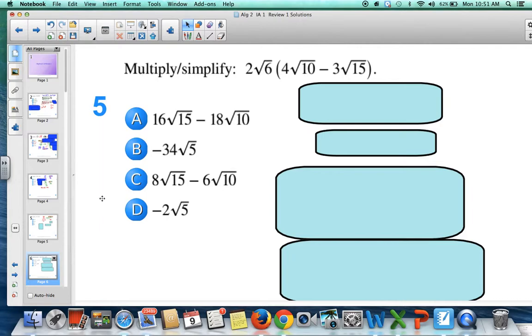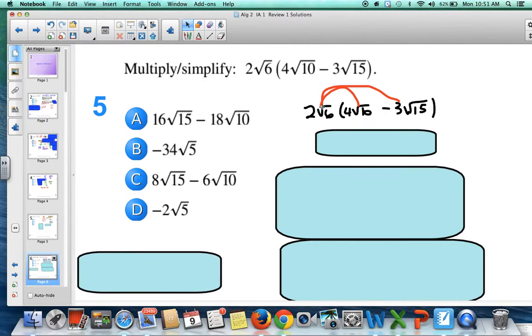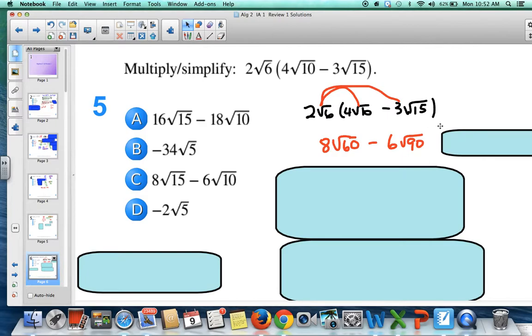Similar to the last one with a few extra steps, of course. Our first thing might be to distribute. So 2 times 4 square root of 6 is going to be 8. 2 times 4 is 8. 6 times 10 is 60. And then I multiply 2 square root of 6 times 3 square root of 15. We just distribute. And then we get 6 times the square root of 90.